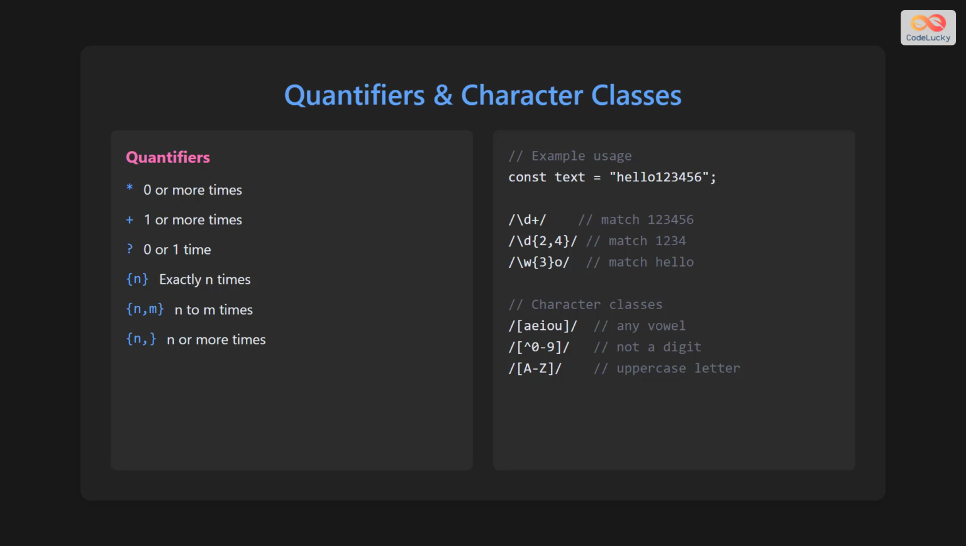Character classes, on the other hand, are used to define a set of characters. Square brackets with aeiou inside matches any vowel. Square brackets with caret and 0 to 9 inside matches any character that is not a digit. Square brackets with A to Z inside matches any uppercase letter. In the code example, \d+ matches one or more digits. \d in curly braces, 2, 4, matches 2 to 4 digits, and \w in curly braces 3 followed by o matches 3 word characters followed by o.